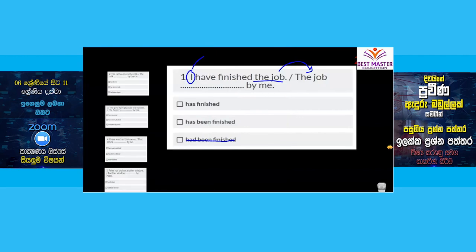Has finished, no been here. So wrong sentence. Done. The sentence, what's the correct one? Correct one is this. Has been finished. The job has been finished by me. Yes, the second one.